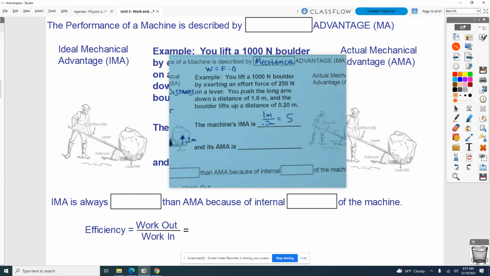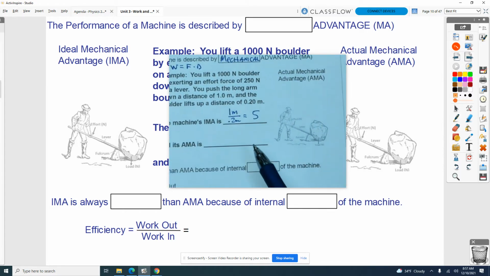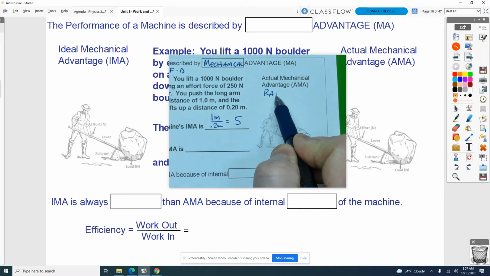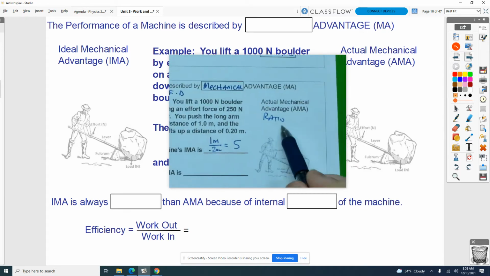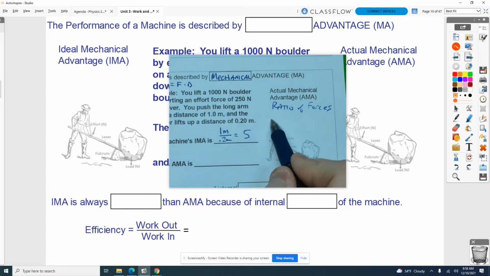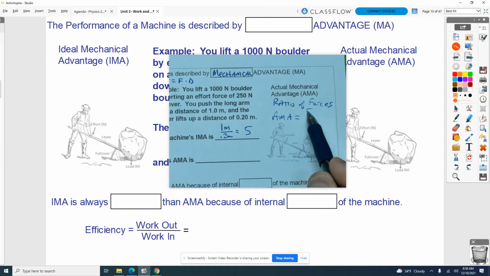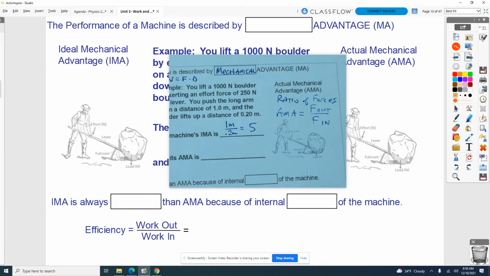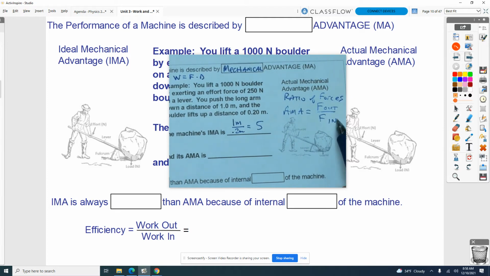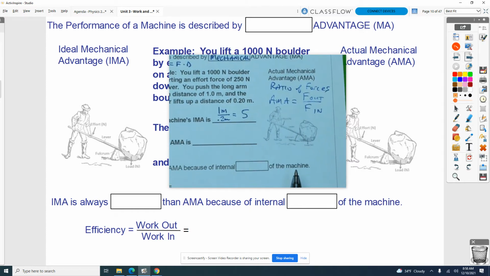Now let's continue on. AMA is a ratio of the other quantity that's part of this product. Instead of a ratio of distances, the AMA is talked about as a ratio of forces. And so we can define the AMA as the amount of output force divided by the amount of input force. Now be careful here, because the AMA is a ratio of output to input, whereas the IMA is a ratio of input to output. So we got to be careful there. Sometimes students will make a mistake on that.